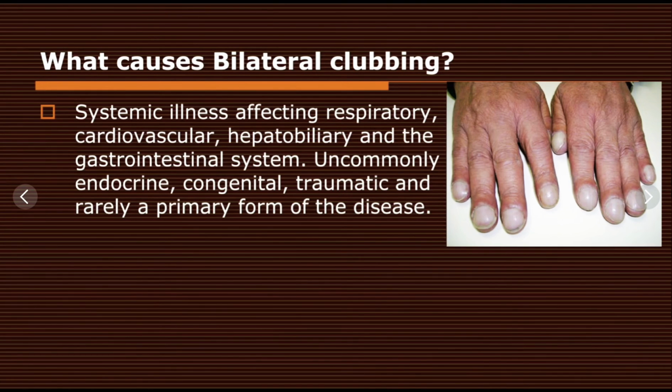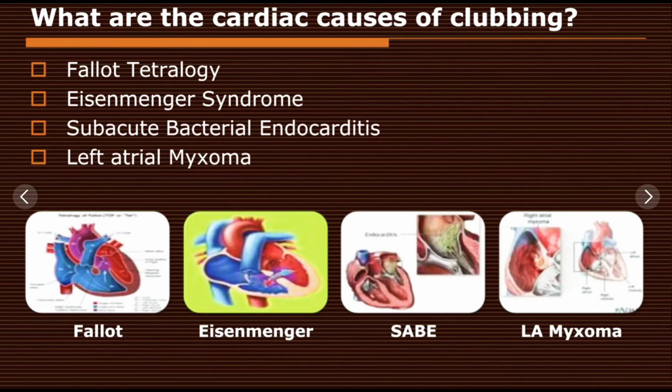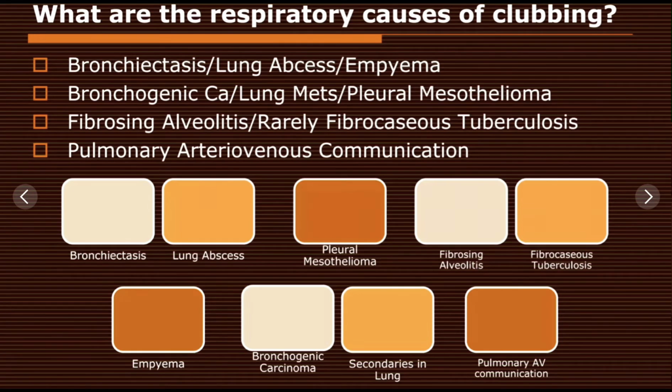So what causes bilateral clubbing? Systemic illness affecting the respiratory, cardiovascular, hepatobiliary, and gastrointestinal systems. Uncommonly, endocrine, congenital, traumatic, and rarely it could be a primary form of disease. So what are the cardiac causes of clubbing? Tetralogy of Fallot, Eisenmenger syndrome, subacute bacterial endocarditis and left atrial myxoma. These are the cardiac causes of clubbing.